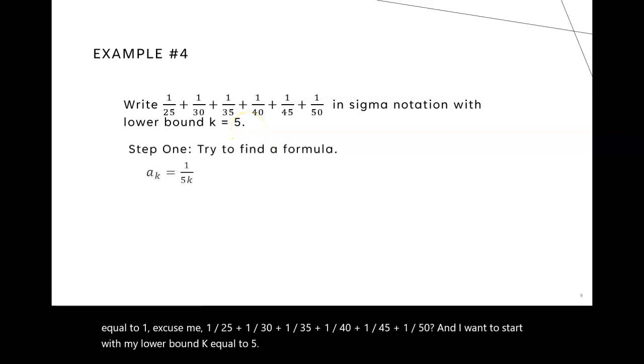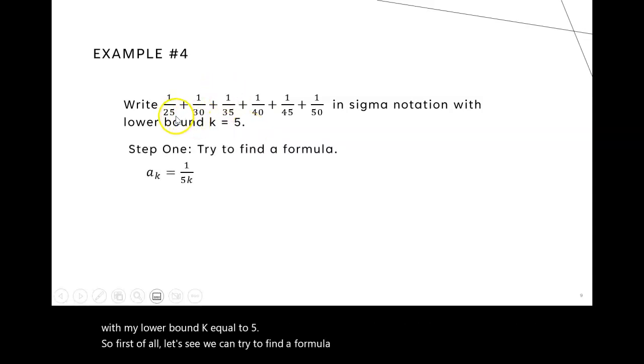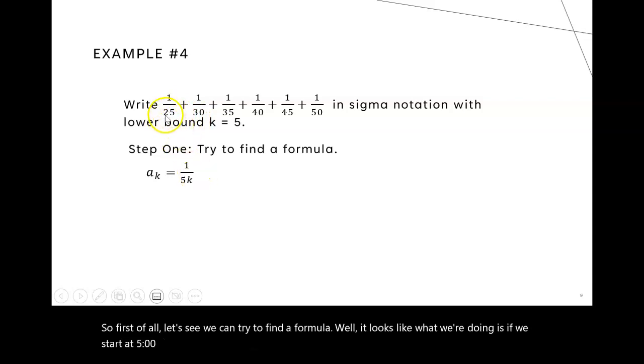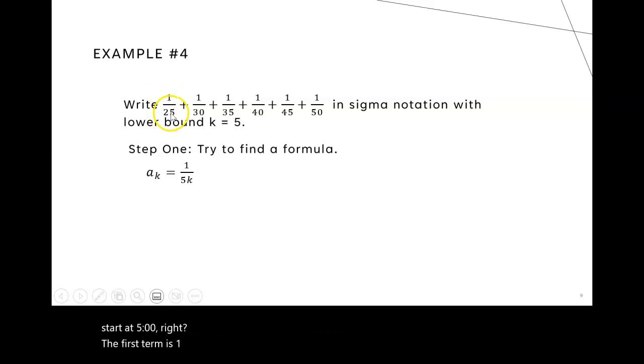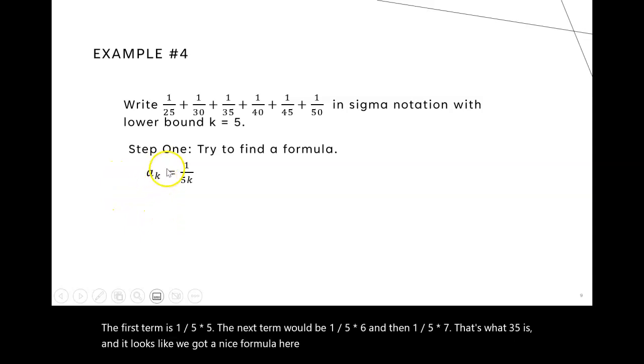So first of all, let's see if we can try to find a formula. Well, it looks like if we start at 5, the first term is 1 over 5 times 5. The next term would be 1 over 5 times 6, and then 1 over 5 times 7. That's what 35 is. And it looks like we got a nice formula here. A sub k is 1 over 5k.